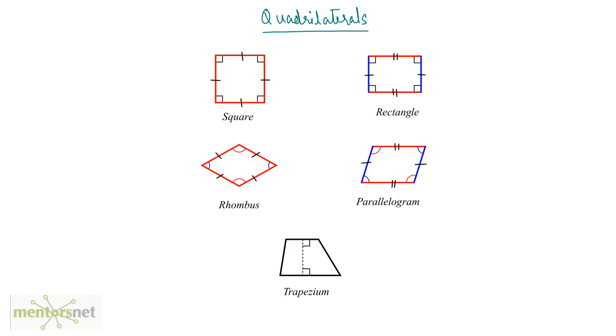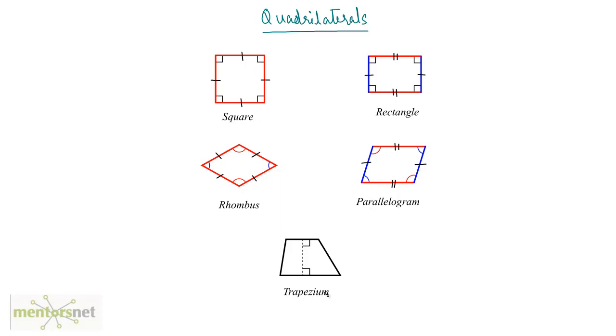Okay? Now, in fact, a square is a special type of rhombus and a rectangle is a special type of parallelogram, because a square satisfies the definition of a rhombus and a rectangle satisfies the definition of a parallelogram.